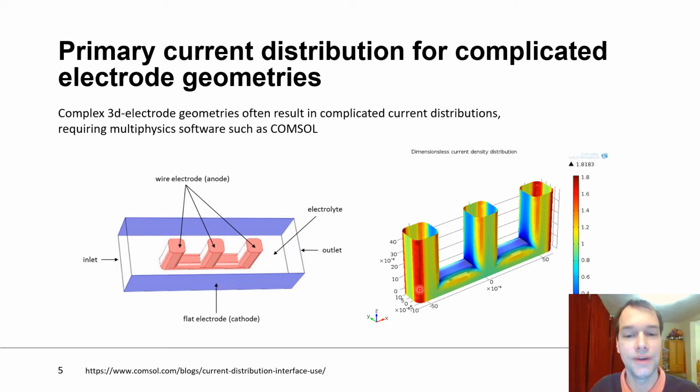On the right you see the current distribution as calculated with the computer program COMSOL. Now what do you see here? You see the red parts where you have very high current densities, and you see blue parts where you have relatively low current densities. This result actually makes sense, because the red parts correspond to this position, and you can see that at this position you have a relatively short pathway towards a lot of the cathode electrode material. So you expect high current densities there.